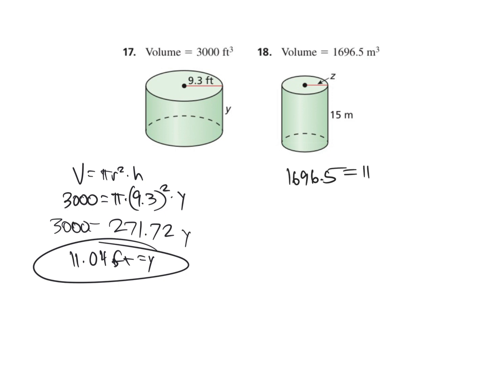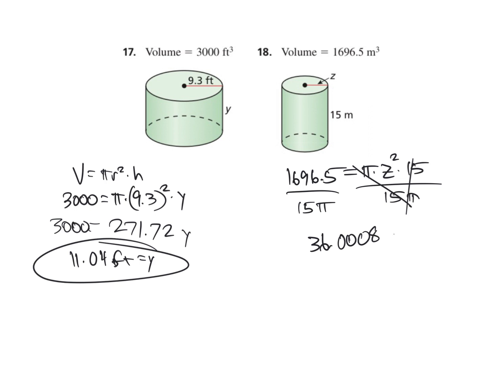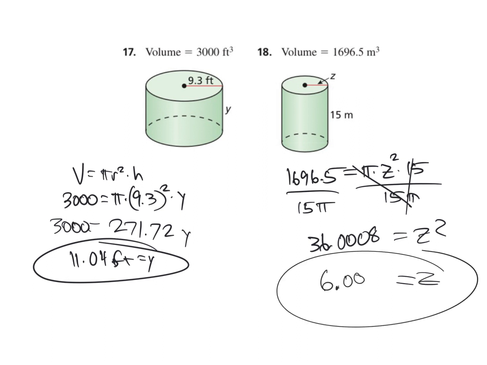1696.5 equals pi times the radius squared, which is z, times the height. So we're going to divide by 15 pi. So 1696.5 divided by the group, 15 times pi, and we get 36.0008. That equals z squared, so z is going to be equal to the square root of that, which is just going to be 6.00. And this is meters.